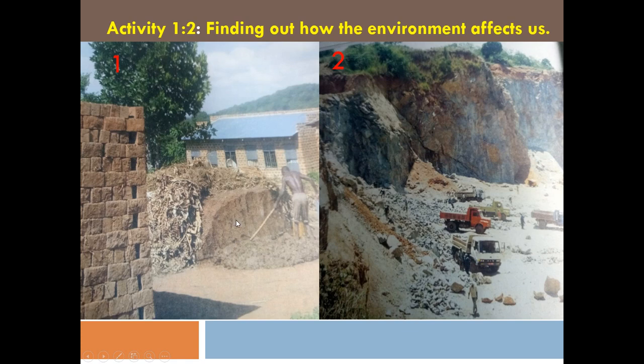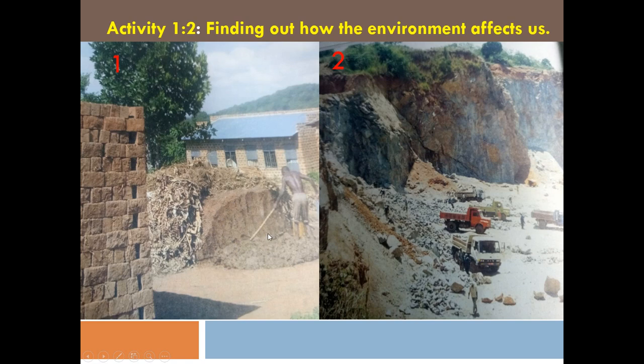That is the human activity. How does bricklaying affect the natural environment? Where the soil is dug to make bricks, what is left there? They leave ditches. So the beauty of the natural environment is destroyed where the soil for making bricks is dug.